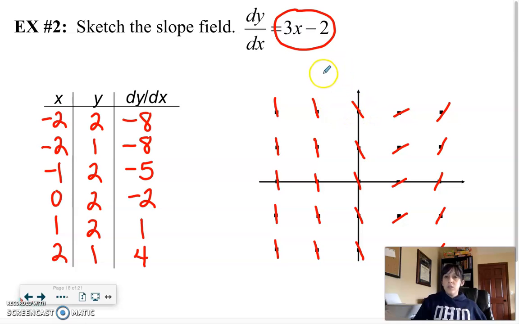Okay, so this one's interesting. Got a really steep slope over here, and then it starts to flatten out. I'm guessing it would hit 0 somewhere between x equals 0 and x equals 1.